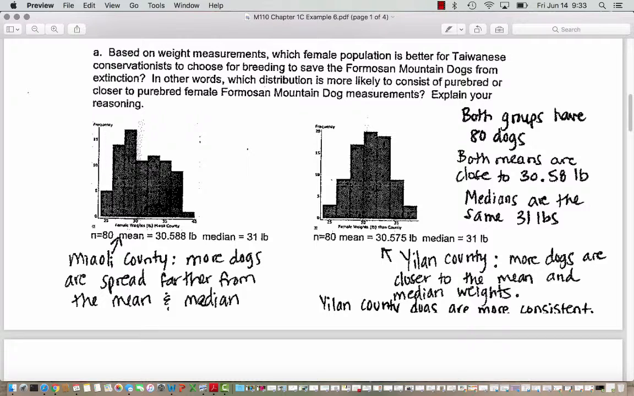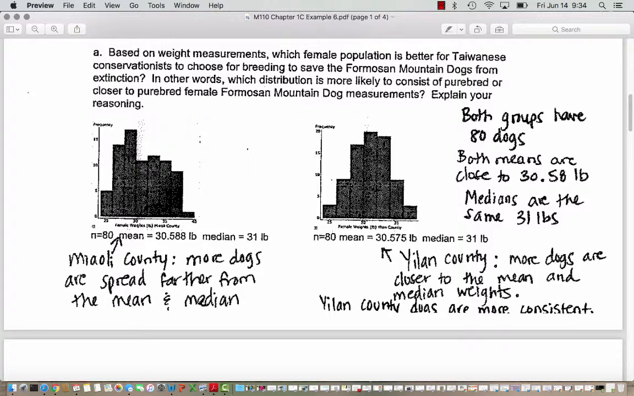So we have to take a look and say, visually, does it look like one of these distributions might be better for preserving the dog breed? We said here both groups have 80 dogs. Both means are close to 30.58 pounds. And both medians are the same at 31 pounds. Over here about Miaoli County, I said more dogs are spread further from the mean and the median. If you look at your number scale down here, here's 30 pounds. So the mean and the median are both right over here. But we have a fair amount of dogs, maybe right around 26 to 28 pounds, and some dogs out here that are close to 40 pounds.